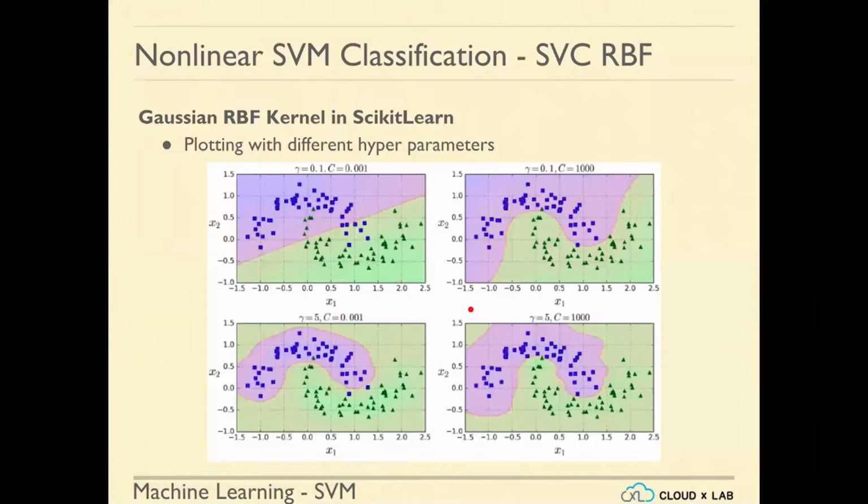Okay, try experimenting with both gamma and C, and probably try using grid search or cross validation to test it out on various parameters.